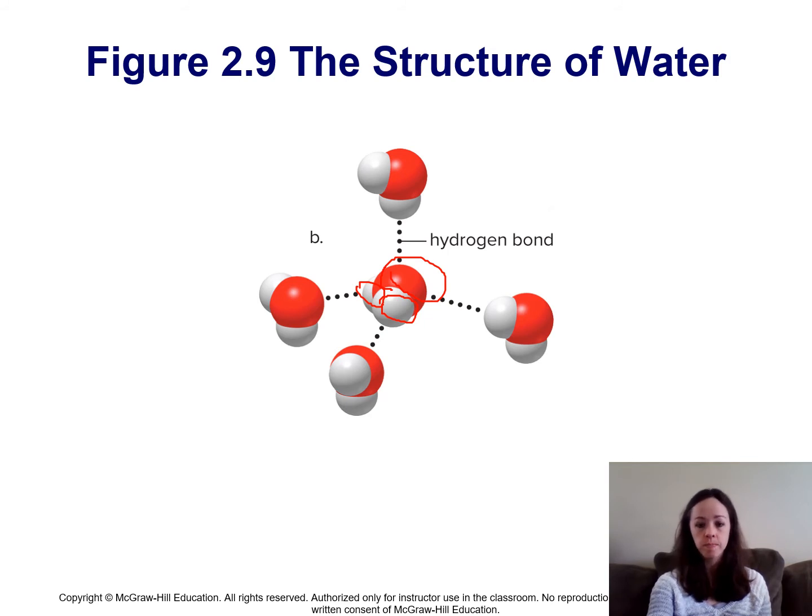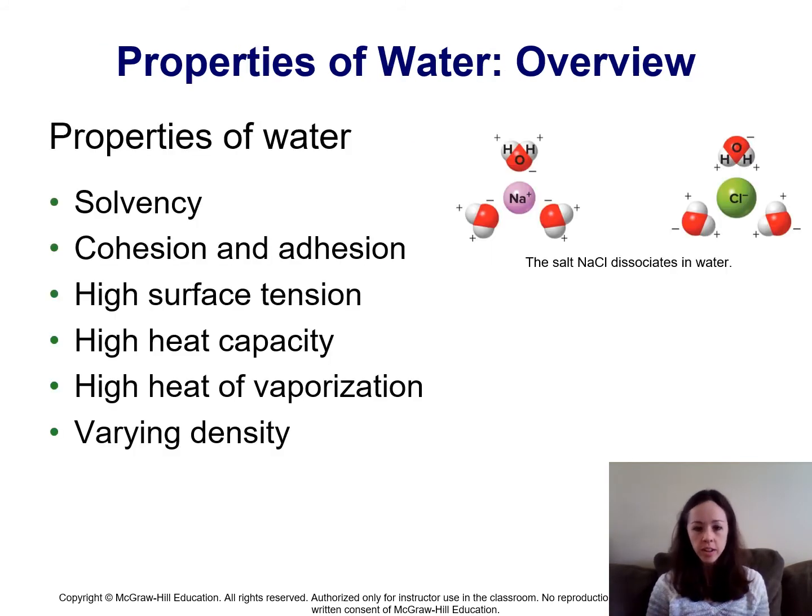plants and animals. So the 6 different properties that hydrogen bonds give to water are solvency, cohesion and adhesion, high surface tension, high heat capacity, high heat of vaporization, and varying densities.